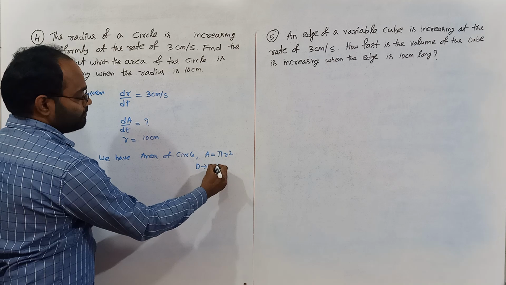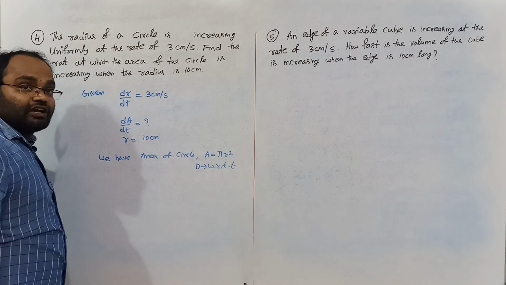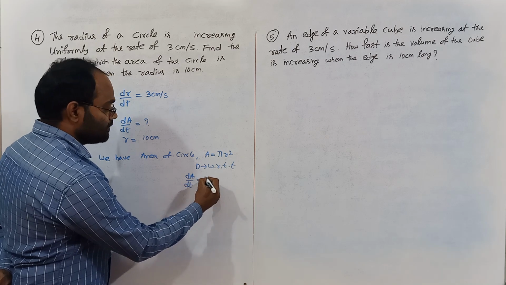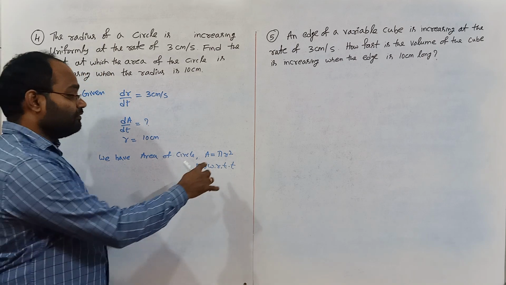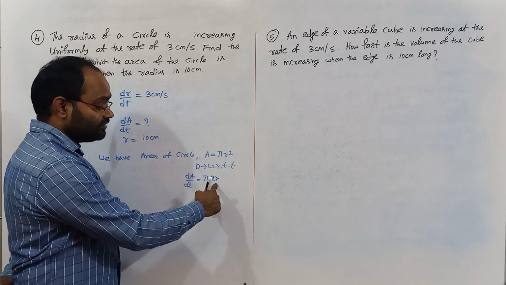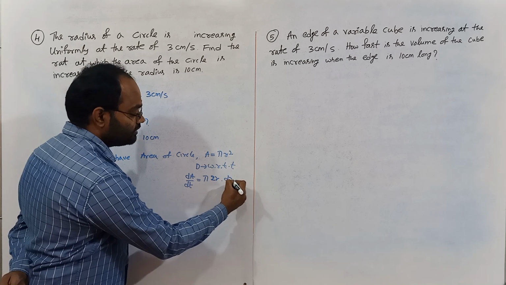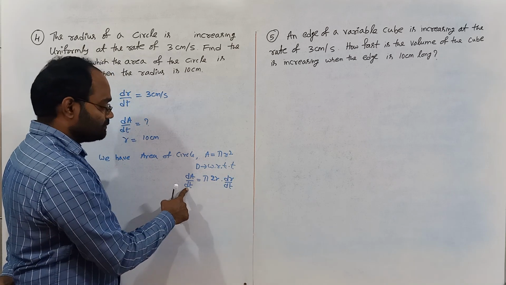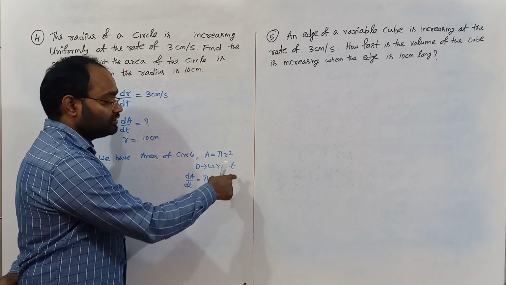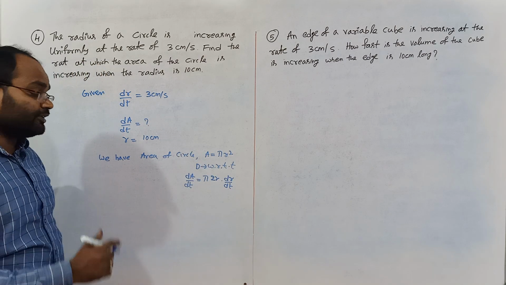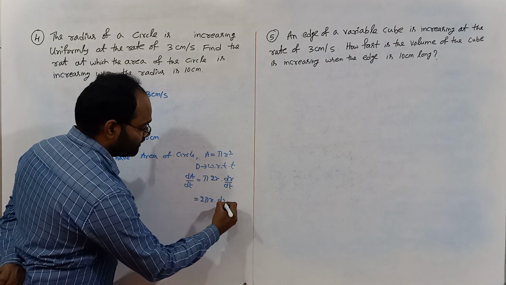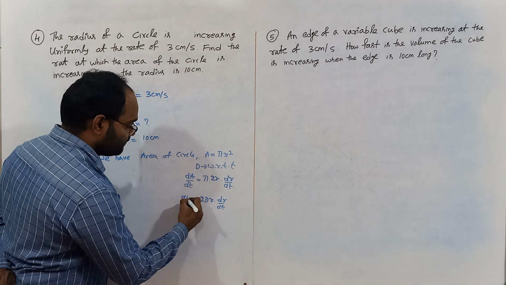Differentiate with respect to time. Here also, dA by dt: pi is constant, derivative of r square is 2r. Since the parameter is t, variable is r, so we should consider dr by dt. With respect to time we are differentiating, so r has to be differentiated with respect to t again, chain rule. So this becomes 2 pi r into dr by dt. So that is dA by dt.